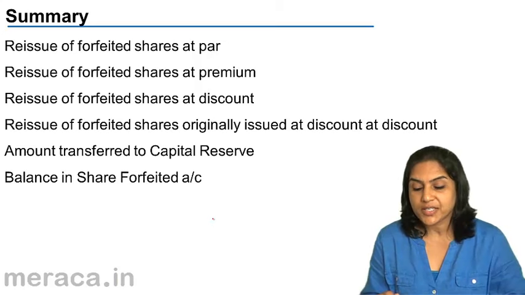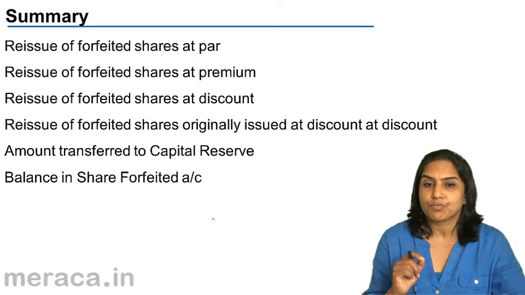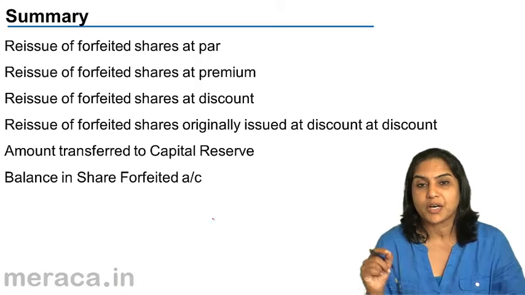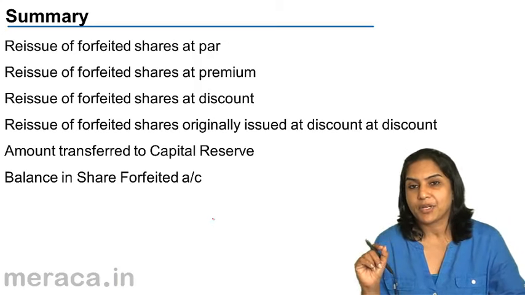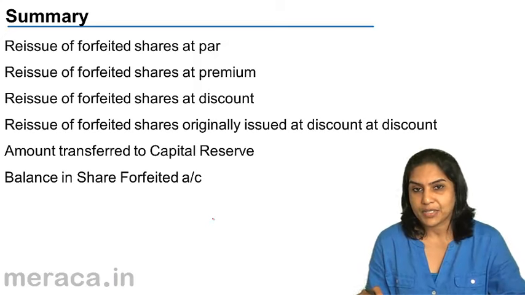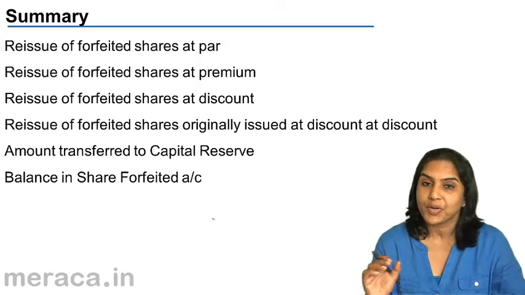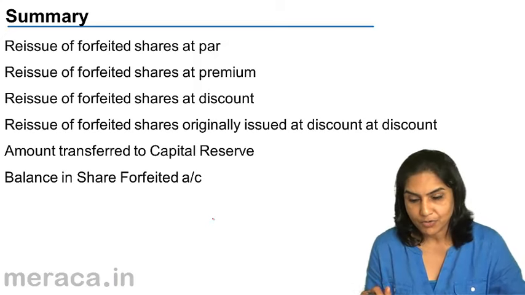If forfeited shares are reissued at a discount, here there is a small variation. Bank account debit with the amount received, say 9 rupees. Shares forfeited account debit 1 rupee to share capital. Instead of debiting discount account, we debit shares forfeited account.